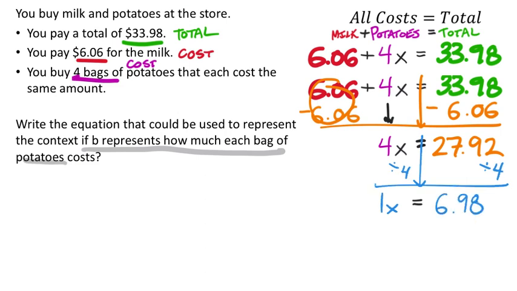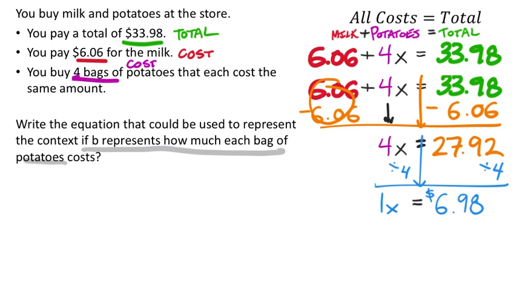Now, if you get to this point and don't label it, just be careful. We do need labels while we're doing it by hand. If you need to check, just go back to the problem and see B represents how much each bag of potatoes costs. We're looking at a cost here, not the number of bags. So make sure you label it appropriately with the $ sign.